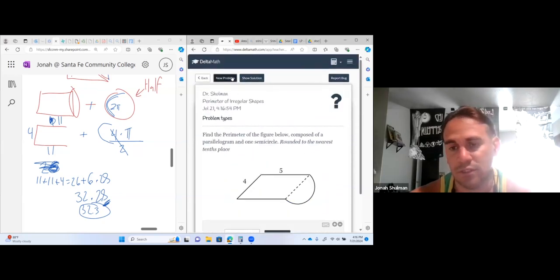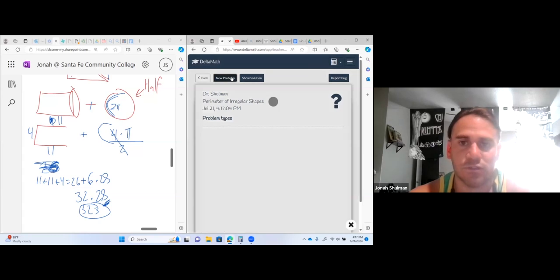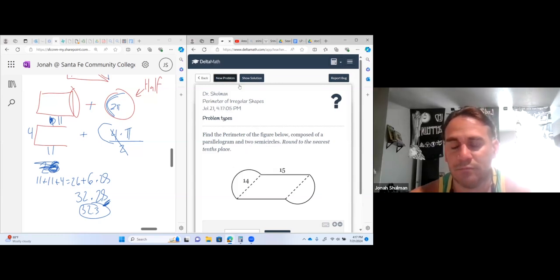I'll see there's another shape. Now you've got to add, you got this whole piece and then you add one. You got parallelogram 5, 5, 4, 4, and then a piece. Just look at another shape, another parallelogram. Now we have a whole circle. A whole circle. So there's no divide by 2 here.